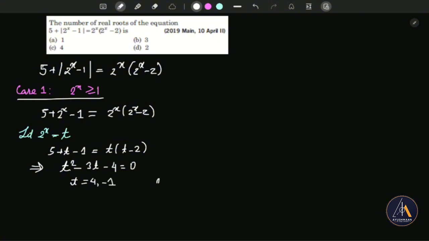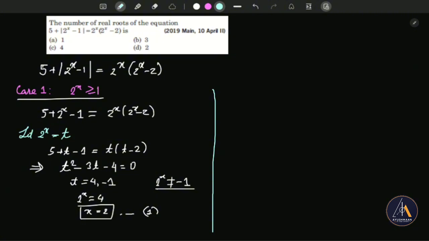Now 2 to the power x cannot be negative. So we are getting t equals 4, which means 2 to the power x equals 4 and x equals 2. This is the solution we are getting from case 1. Now we will do case 2. Case 2 will be if 2 to the power x is less than 1.